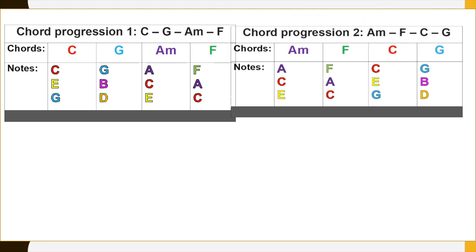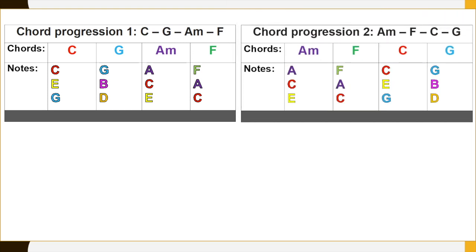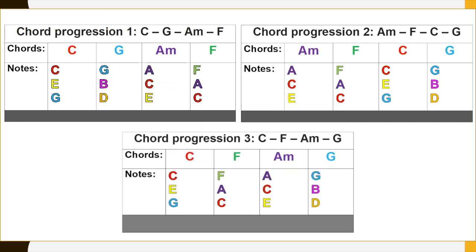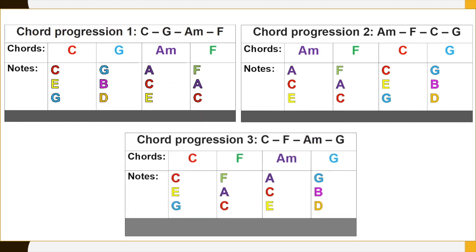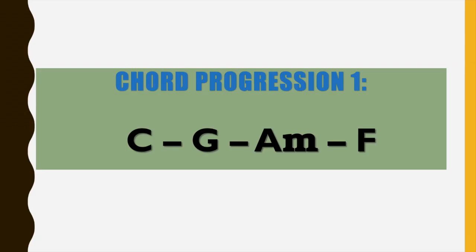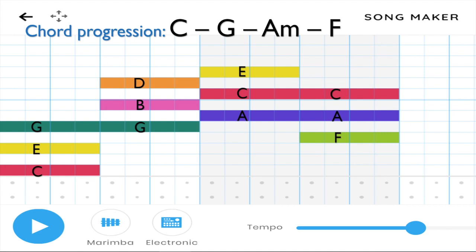This is the second chord progression, A minor, F, C, G. And this is the third chord progression, C, F, A minor, G. So how do we put the chord progression on the song maker? Let's look at chord progression 1, C, G, A minor, F. You can put them in blocks like this.